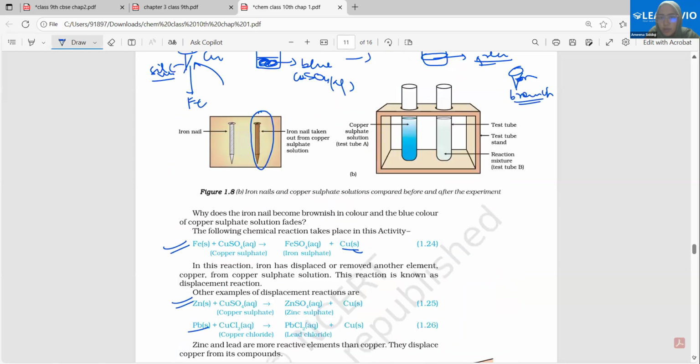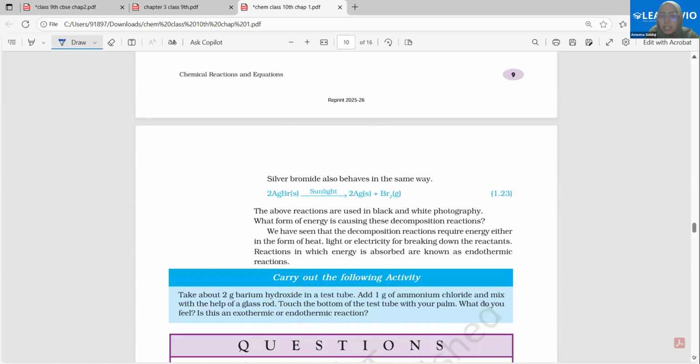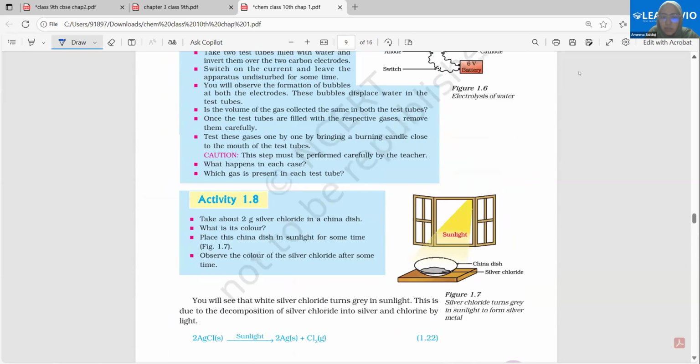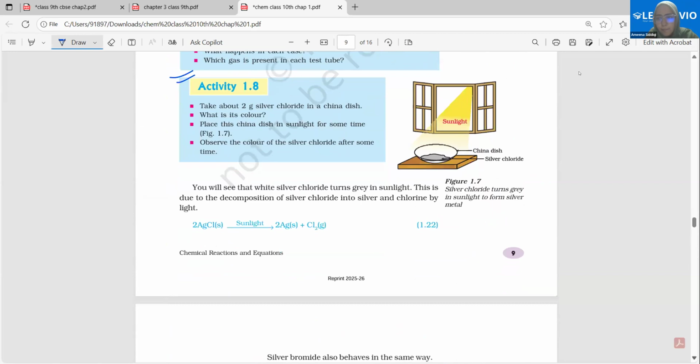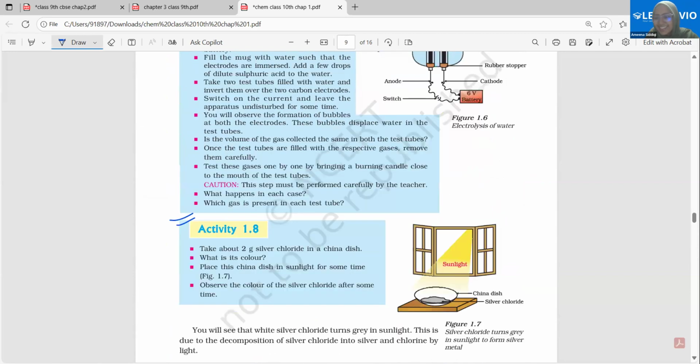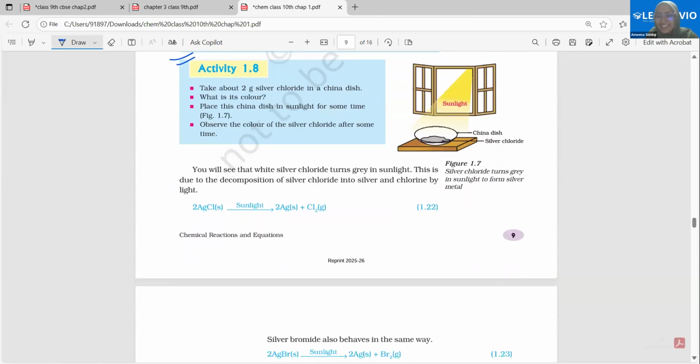Now, Arfan, remind me of one thing, beta. Did we discuss this activity 1.8 in the last one? No, ma'am. You just discussed electrolysis. No, we did. We did it. No worries.